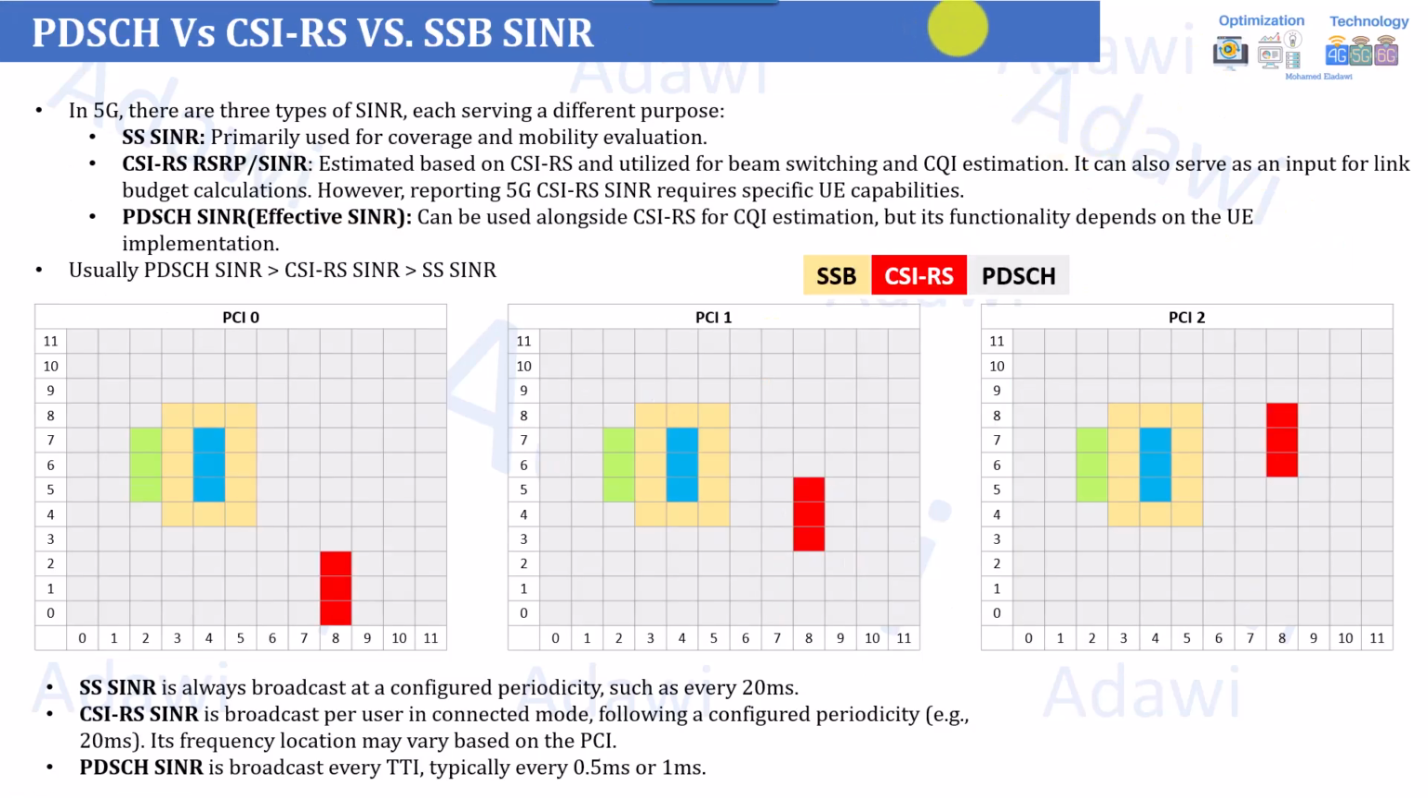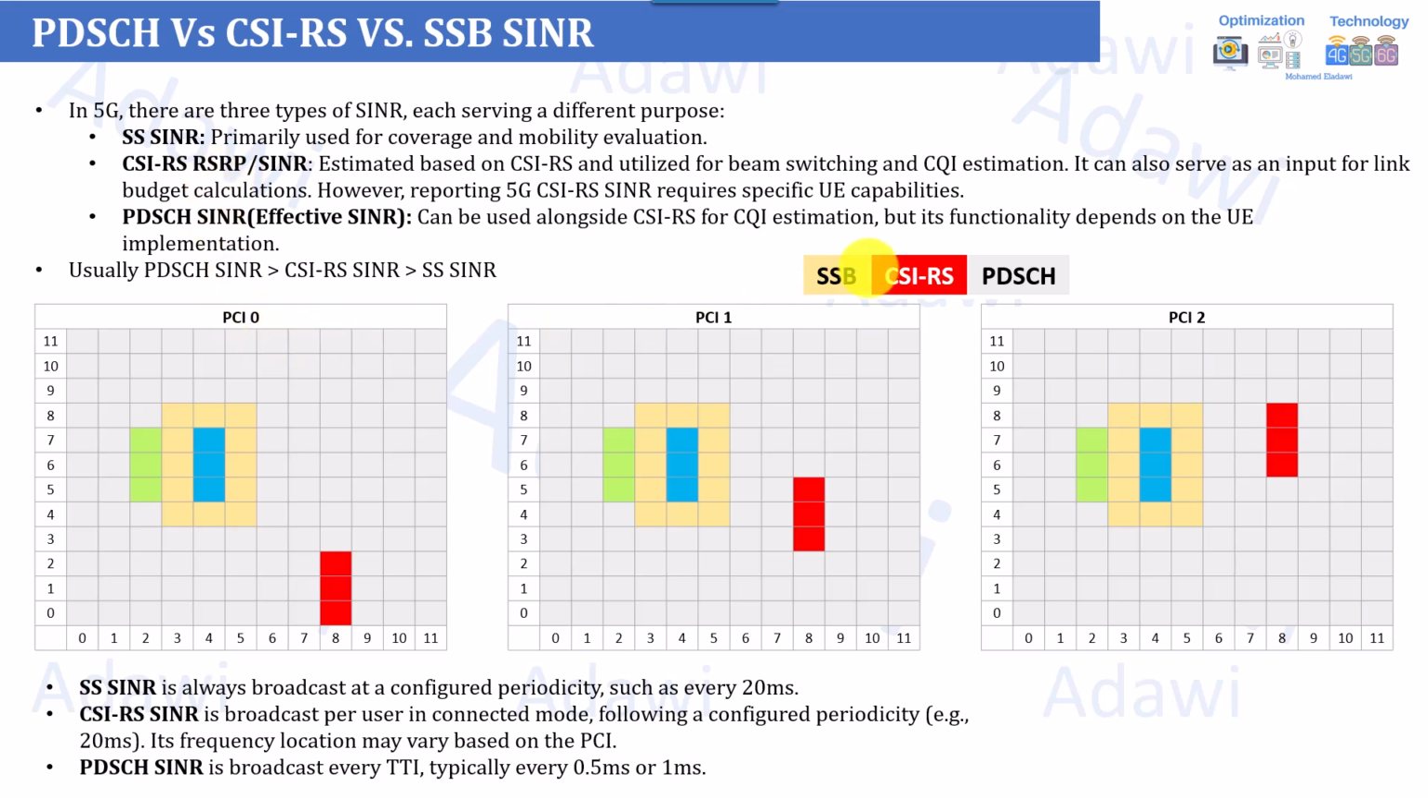Okay, in this slide, as you can see here, I'm highlighting the different types of SINR in 5G. We have mainly three different types, each serving a different purpose, as highlighted here. The first one is the SS block SINR, or synchronization signal SINR, which is mainly used for coverage and mobility evaluation, as you know.